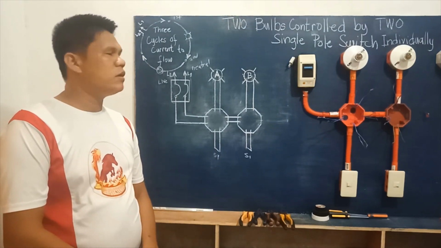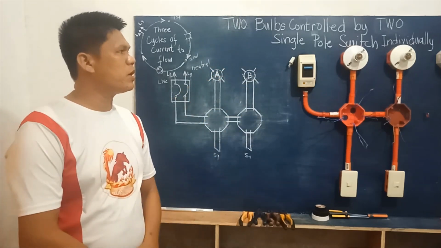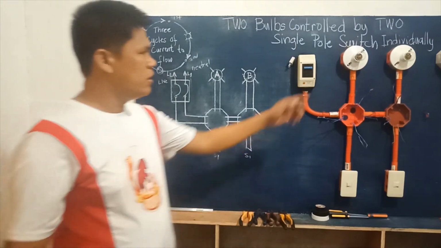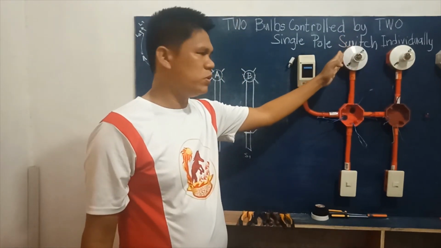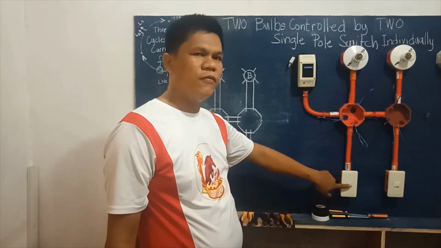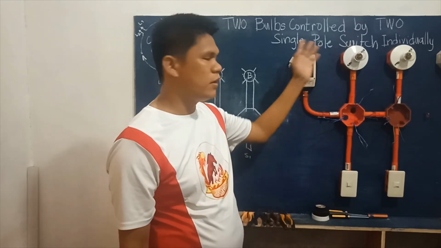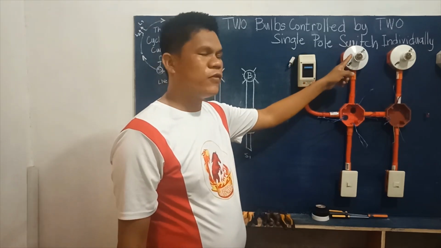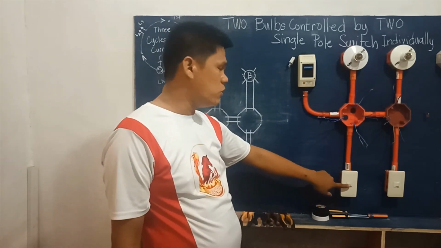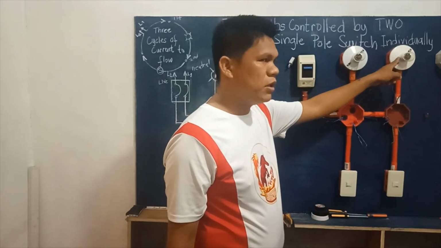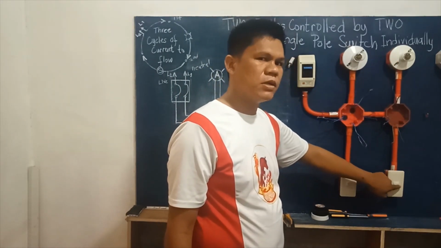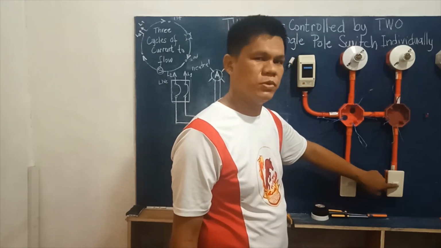And today's topic is all about two bulbs controlled by two single pole switches individually. In this case, these two bulbs will be controlled individually from different locations with the use of our single pole switch. Let's say, for instance, our first bulb, bulb A, is to be controlled in the first location using the single pole switch. The second bulb, bulb B, is to be controlled only by the second location of the switch, using the single pole switch again.